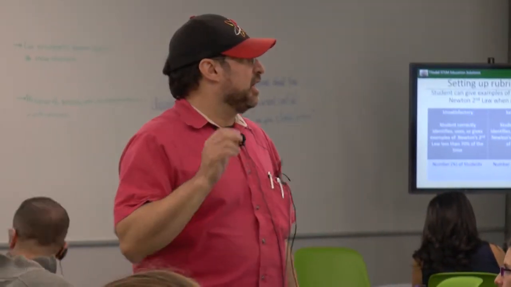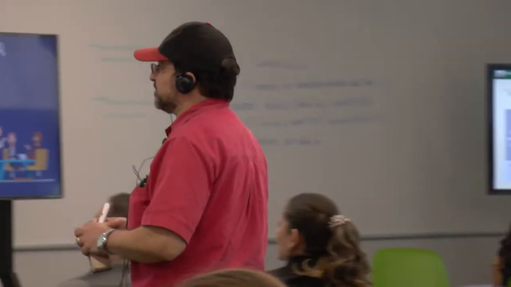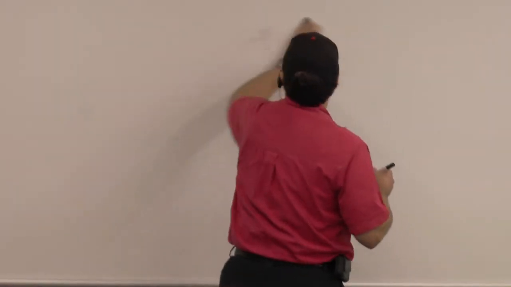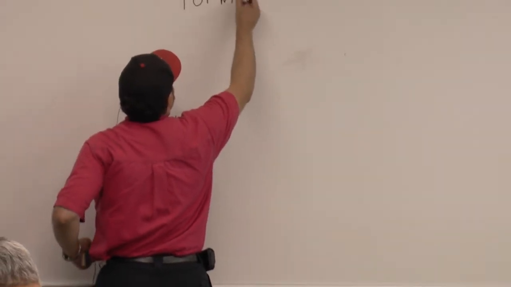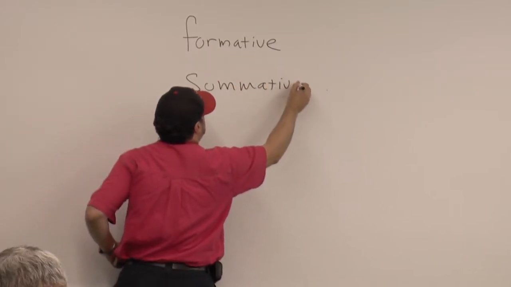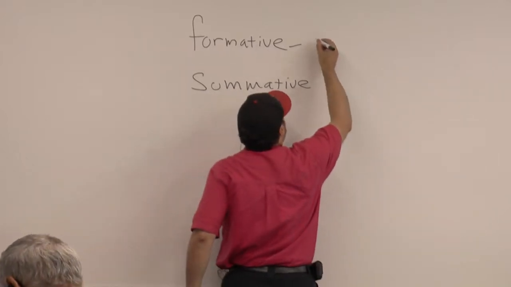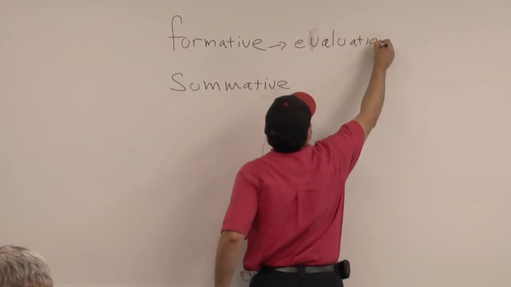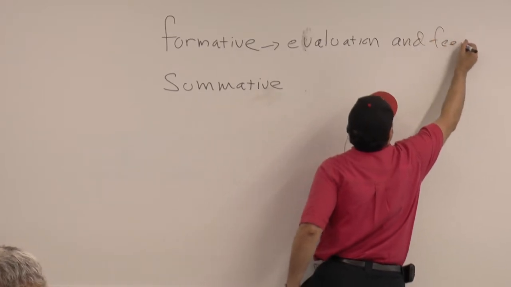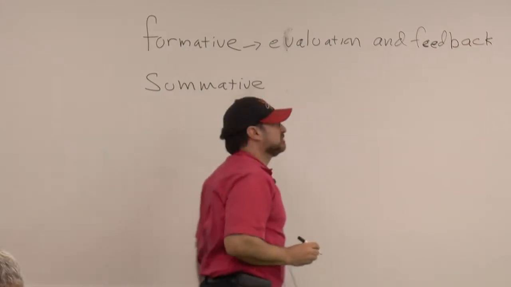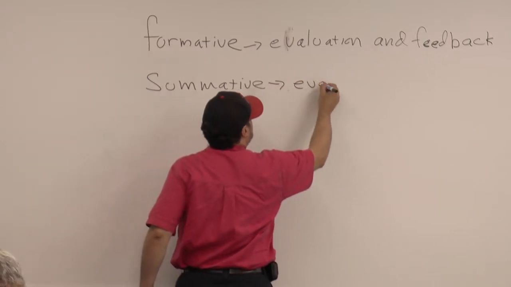Two last things. The first last thing is there are two types of assessment. I don't have this on the slide, so I'm just going to write it on the board for you. Formative and summative. Formative includes evaluation and feedback. Summative is only evaluation.